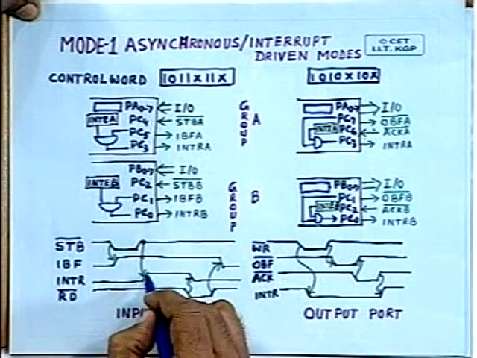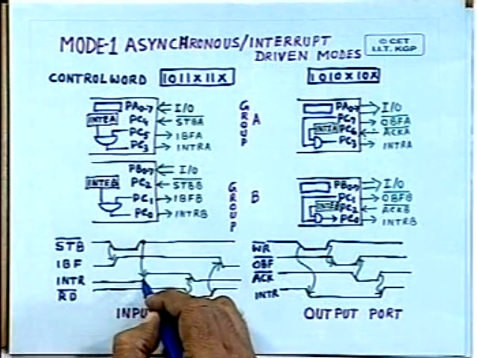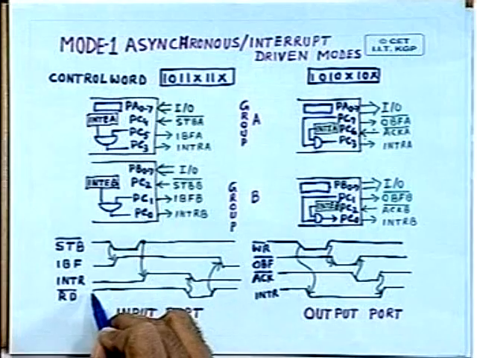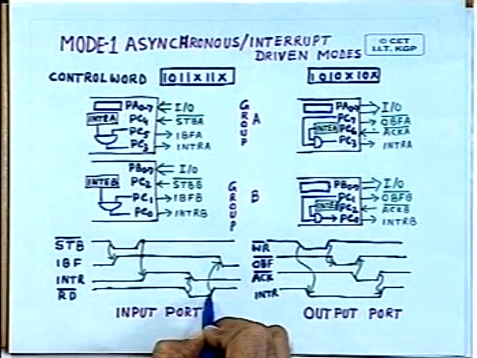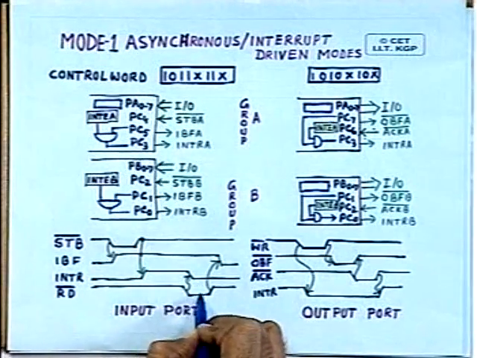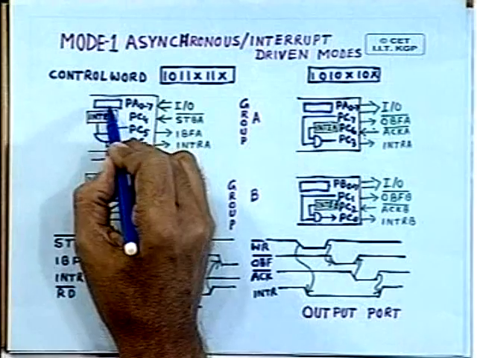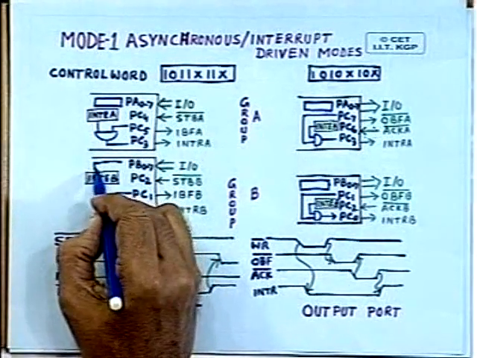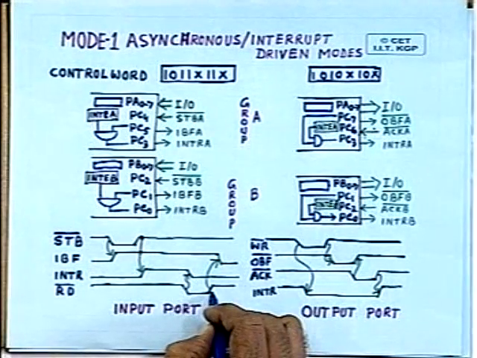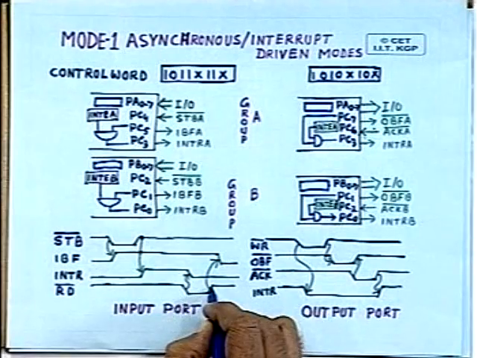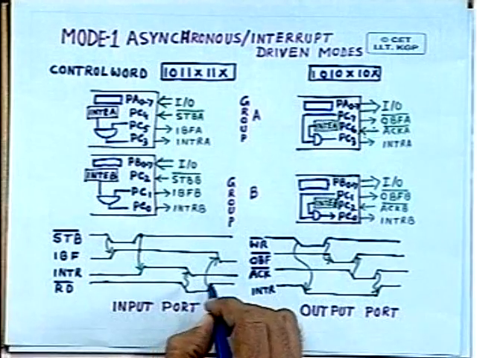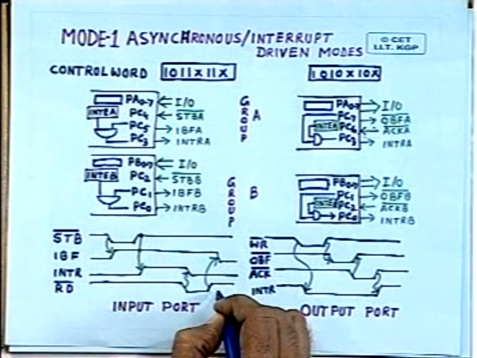As a consequence of that, the microprocessor will jump to some interrupt service subroutine. As part of that interrupt service subroutine, it will execute an IN instruction, which will generate a read signal. As the read signal is generated, the data will be transferred from port A or port B to the accumulator, and data will go to the microprocessor. And as you can see here, as the reading operation is finished, the input buffer full goes low and the interrupt is also withdrawn. So it is ready for another byte of data transfer.